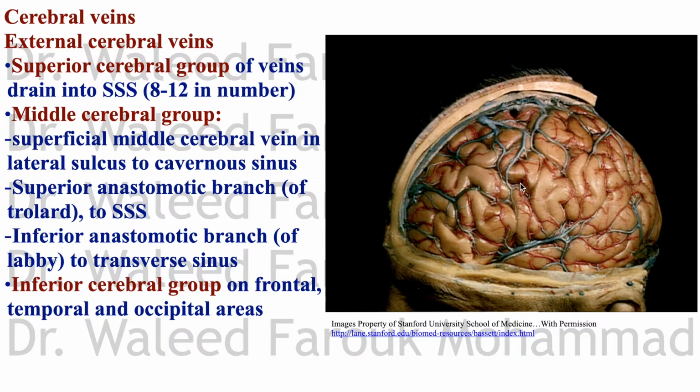The inferior cerebral group are frontal, temporal, and occipital areas of the brain. So again, the veins are divided into superior cerebral, middle cerebral, and inferior cerebral groups.